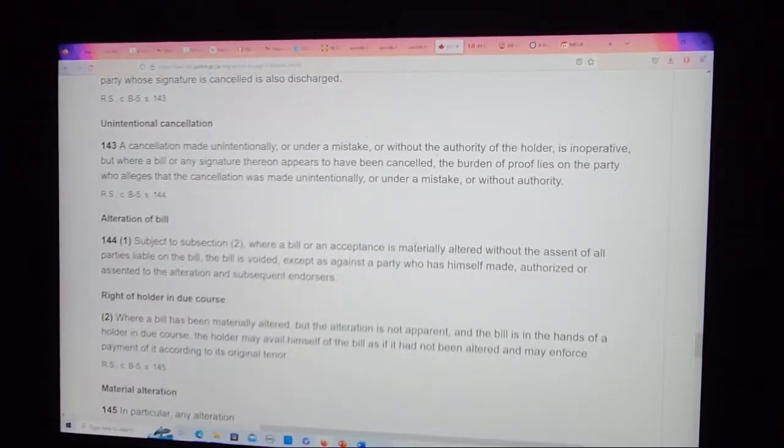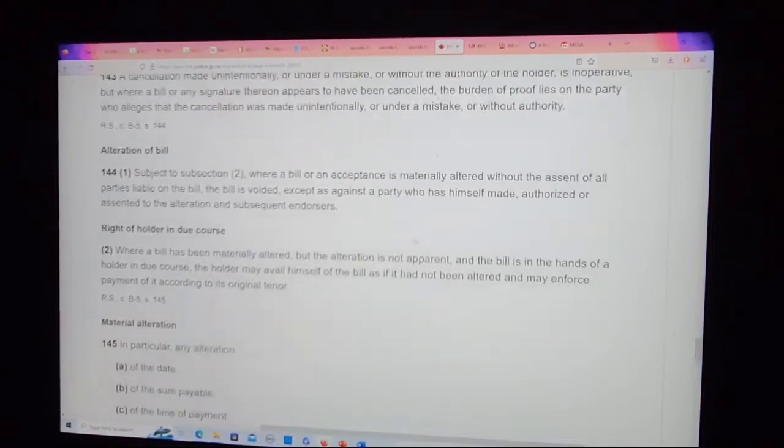Unintentional cancellation. 143. A cancellation made unintentionally, or under a mistake, or without the authority of the holder is inoperative, but where a bill or any signature thereon appears to have been canceled, the burden of proof lies on the party who alleges that the cancellation was made unintentionally or under mistake or without authority.